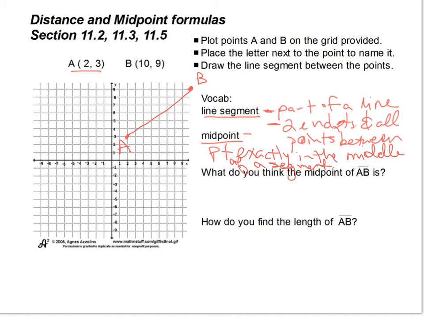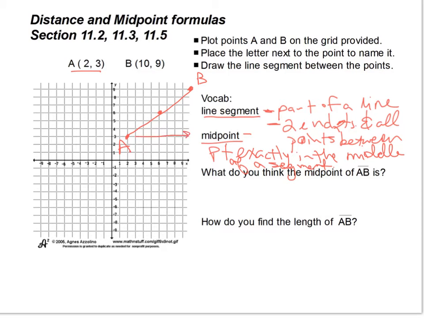Now, what if I want to find the midpoint? How do I find that? Well, I'm looking at this, and it looks like it's about here. It's a big guess, so let's double check this. Let's see if it's exactly in the middle. Let's count over to B from A. I'm at 1, 2, 3, 4, 5, 6, 7, 8 over, and 1, 2, 3, 4, 5, 6 up. Well, 8 over and 6 up.